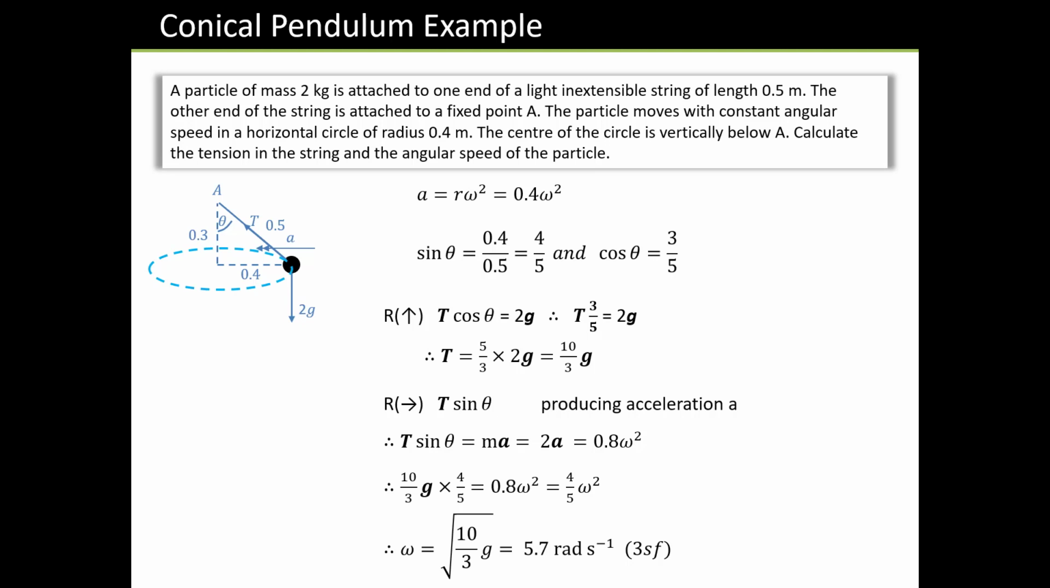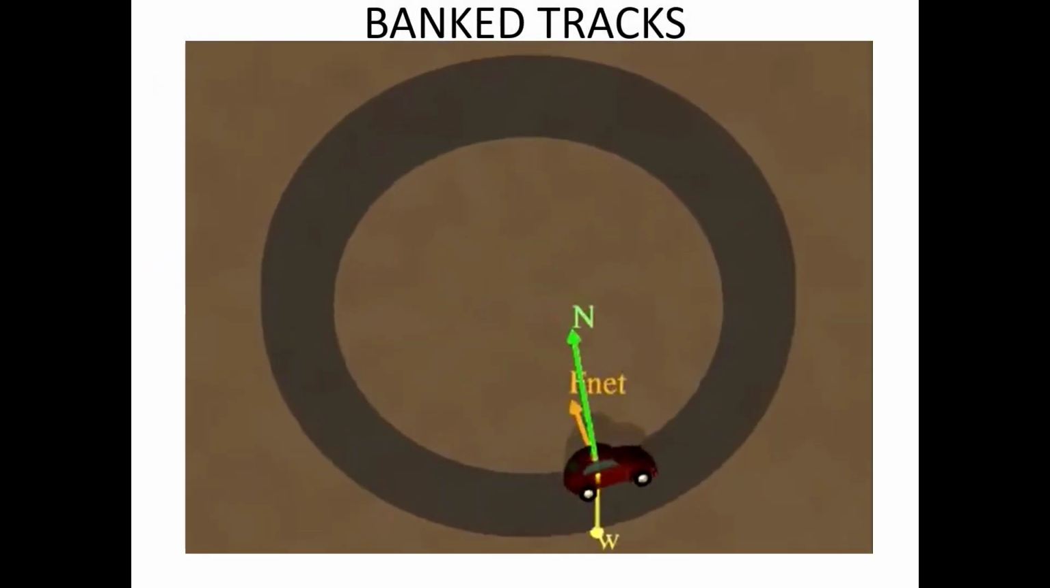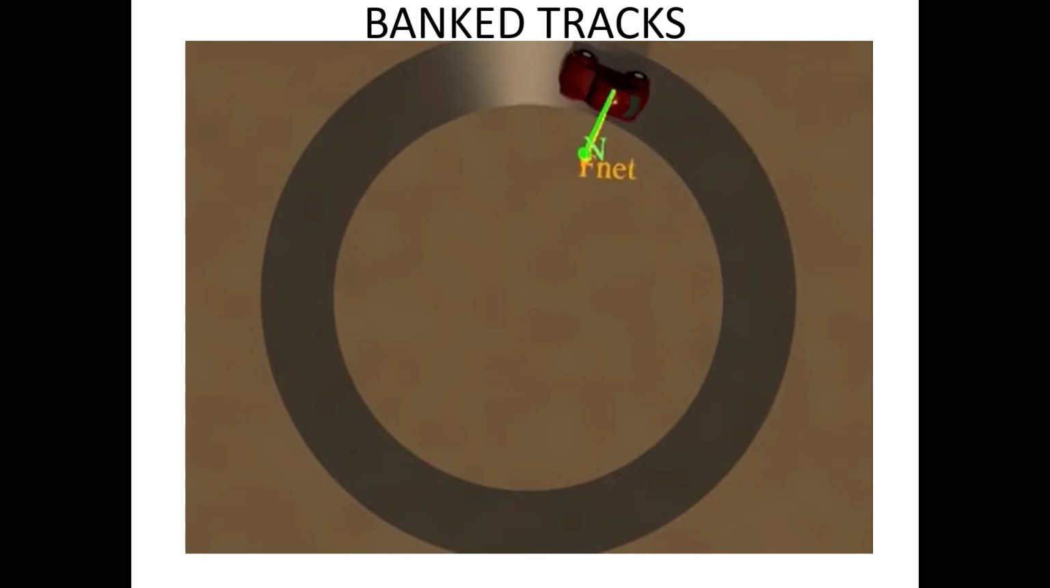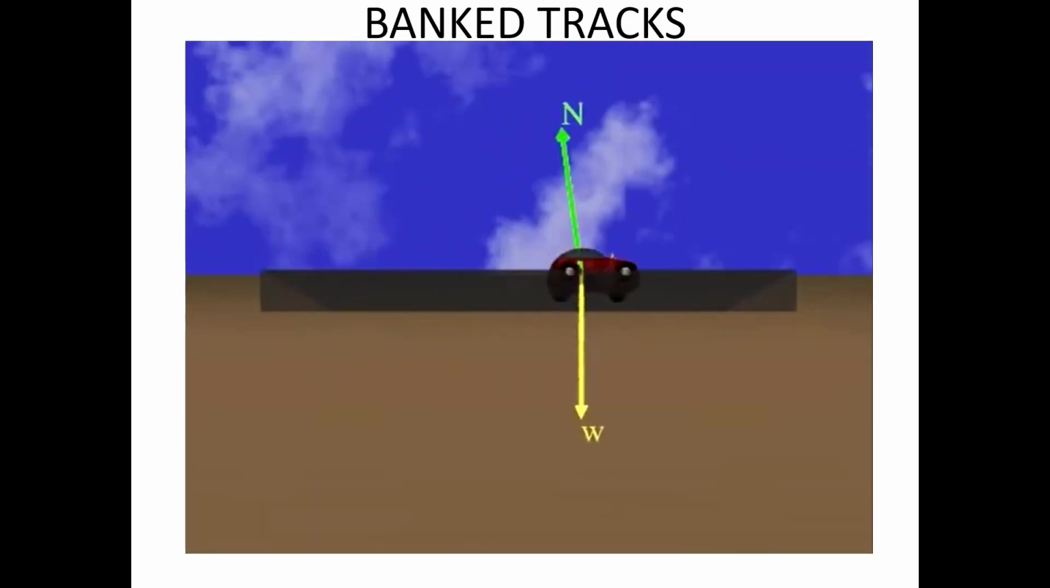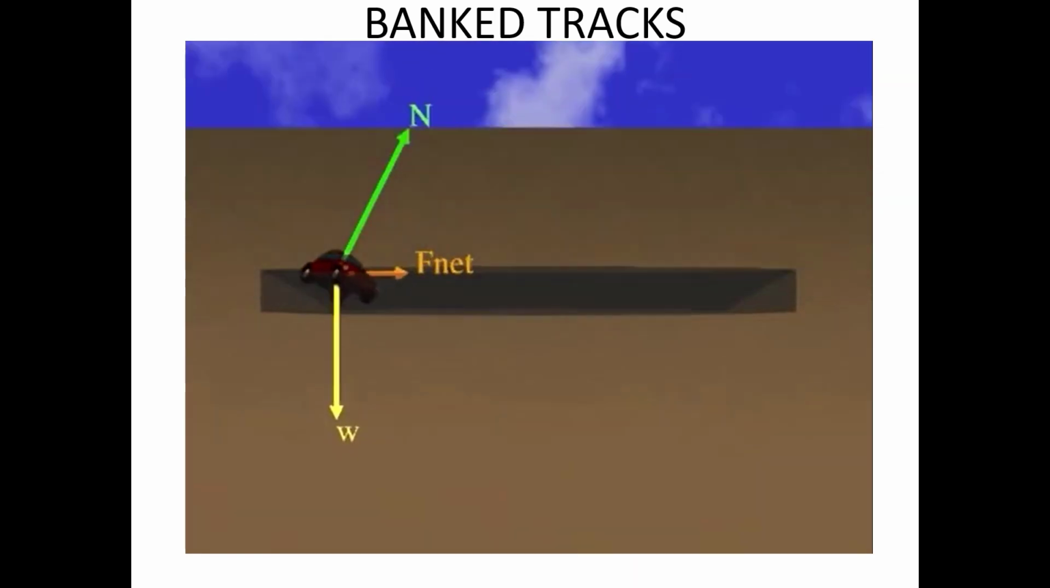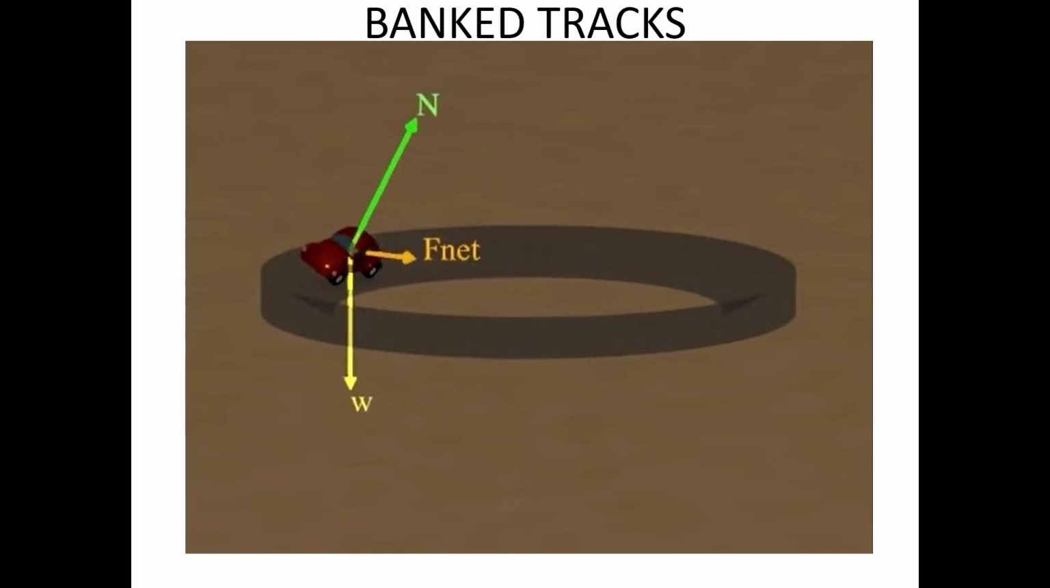The next situation I want to look at is probably a little more plausible. Here we have a vehicle travelling around a banked track. Instead of a tension in a piece of string, we now have a normal reaction exerted by the road on the vehicle, but the structure of the forces is exactly the same as it was for the conical pendulum.